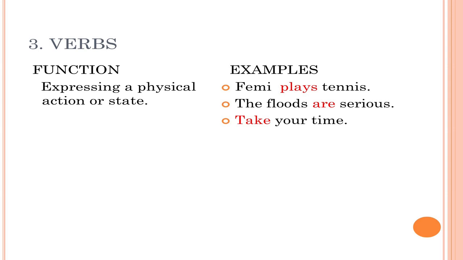Here, the word take is also a verb, and it's a word that indicates an action that should be taken. So from these examples here, we can see that a verb is a word that expresses an action, or what you call a doing word, and at the same time, a verb is also a word that describes a state or a condition of being.